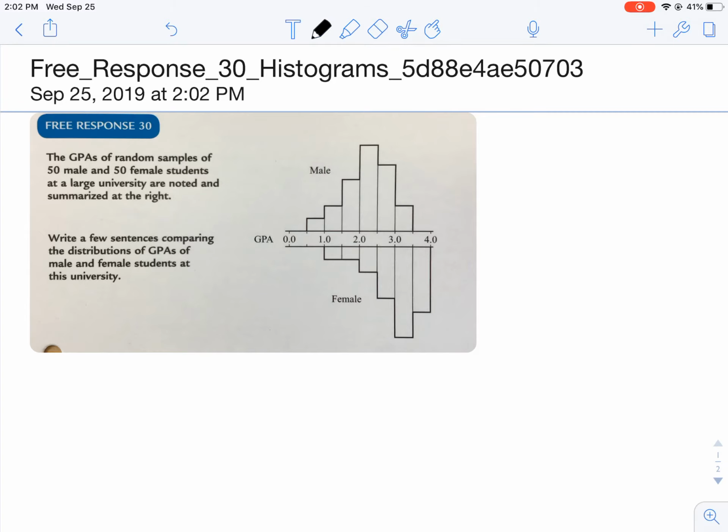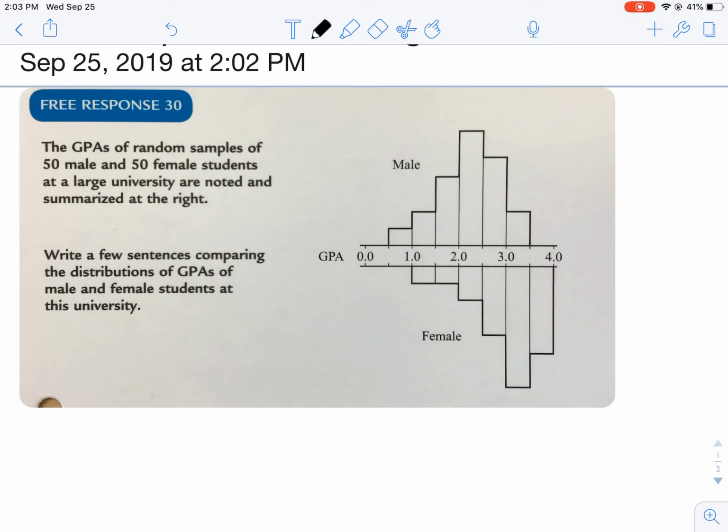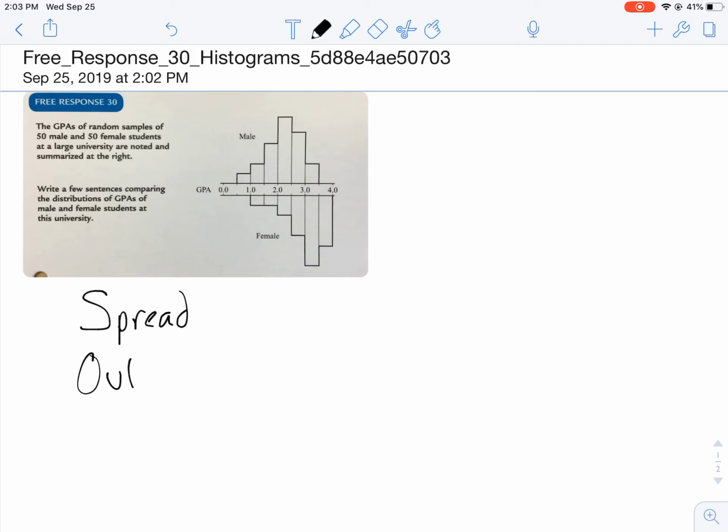Now, in this case, we are given the GPAs of random samples of 50 male and 50 female students at a large university. We are asked to write a few sentences comparing the distributions of GPAs of male and female students at this university. What I always recommend is we're going to go with SOCS here. S to represent spread. O to represent outliers or possible gaps. C to represent center. And our other S to represent shape.